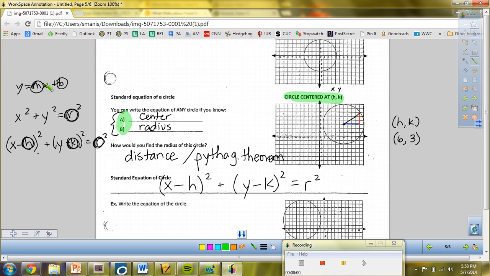We're going to keep our x and our y just like in slope intercept. We're going to keep the x and the y if it's at 0, and we're going to keep the x and the y if it's shifted. The things that we need to fill in are the h and the k, which are the point at the center, and the radius, which we can count.